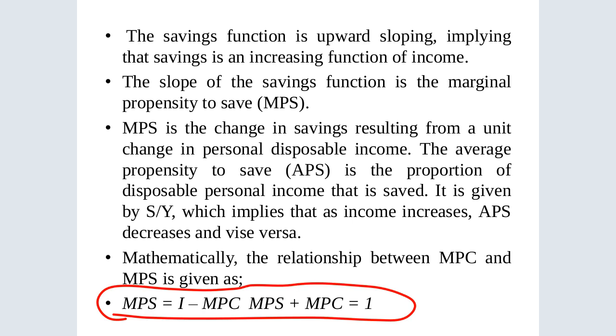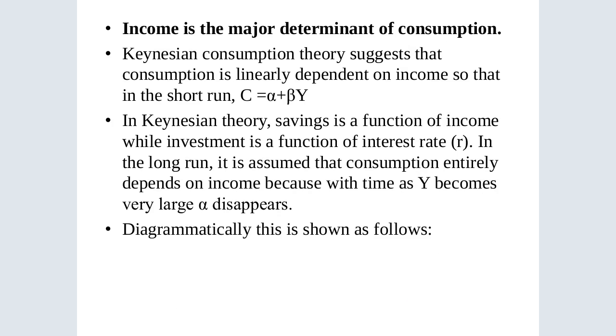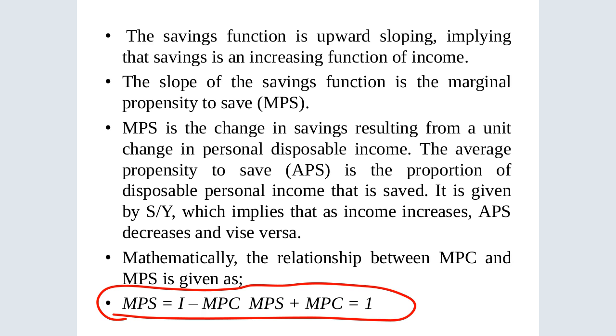So if I take you back a little bit, check the marginal propensity to save. We said earlier that beta is what? The marginal propensity to consume. And the marginal propensity to save is 1 minus beta. Look at that. It confirms the relationship that the marginal propensity to save plus the marginal propensity to consume should be equal to 1.